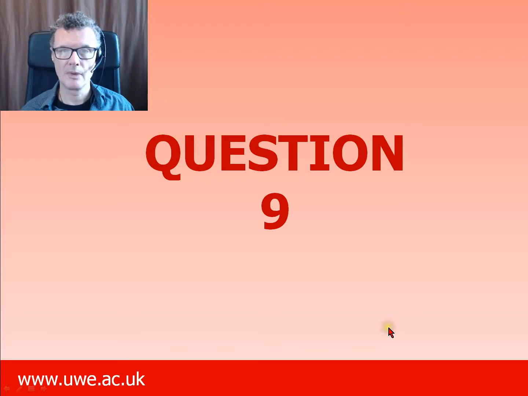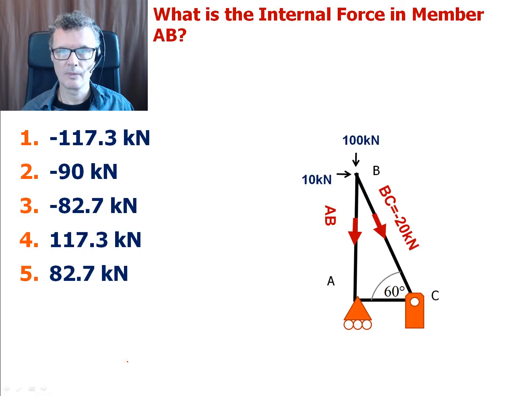Question 9. Since we started, why don't we just finish the problem? So we found the internal force BC, and we found that to be minus 20 kilonewtons, pointing down in this direction. So let's do the same thing, and now find the internal force for the other member, the AB.